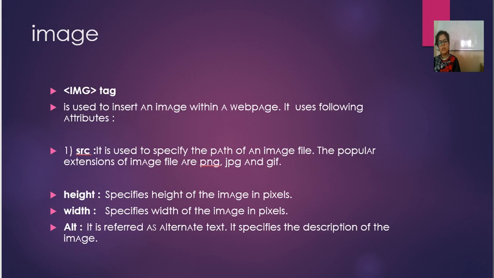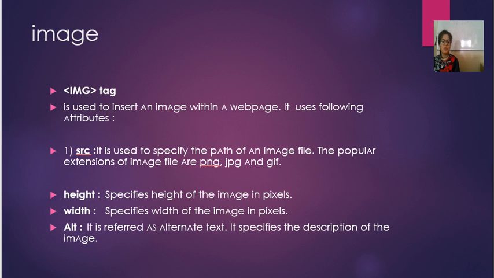So let's start with the image tag. The tag is img tag. So if you have to apply an image on your web page, you have to use this tag, img. So see students, you do not have to write image. The name of the tag is img. So you have to make use of this word only, img. The img tag is used to insert an image within a web page and it has the following attributes.